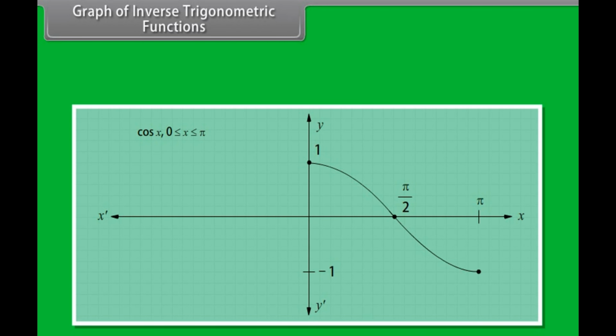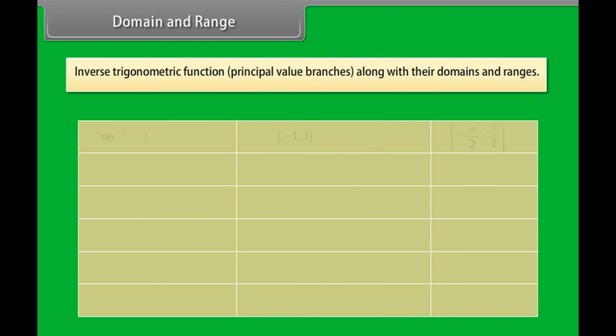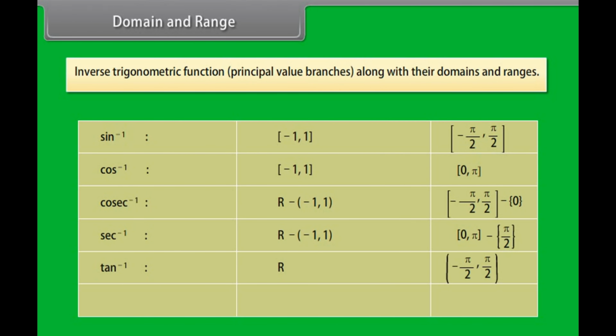The derivations of the graphs of arc cos x and arc tan x are similar to that of arc sine x. In both instances, intervals must be restricted. For arc cos x, we use the 1, minus 1 piece. On this restricted domain, arc cos x or cos inverse x exists. Domain and range. Look at this table now. It gives the inverse trigonometric function principal value branches along with their domains and ranges.